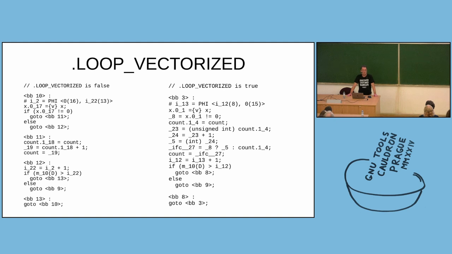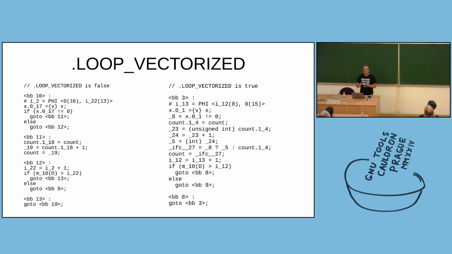So the two versions of the loop look like this. The one where loop vectorized is false looks exactly like the obvious transformation of this loop. The loop vectorized version is true. The difference here is that it does the addition to count as unsigned. So let's say the unsigned variable in the memory state was max int. Then the original will cause undefined behavior, and the vectorized version will not cause undefined behavior. And that is completely fine, because you are allowed to remove undefined behavior.